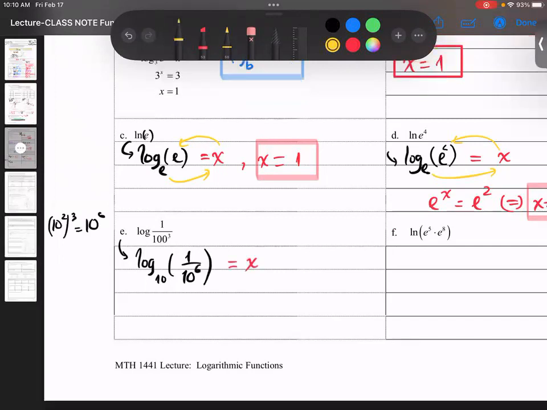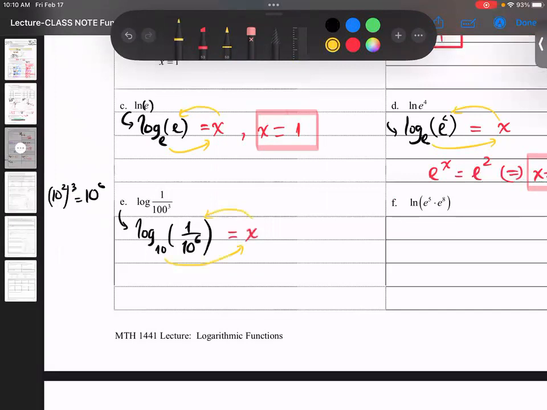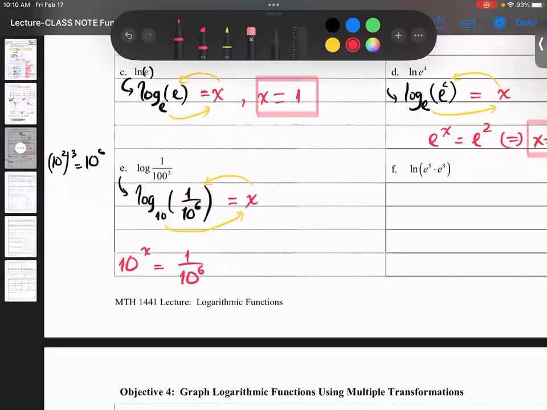10 to the x equal 1 over 10 to the 6. How do I rewrite 1 over 10 to the 6? Because I don't like the fraction. I want it to be the same base as the 10 so I can let the exponents equal to each other. Yeah, -6, right? So this is equivalent. Rewrite the left-hand side. The right-hand side is 10 to the -6.